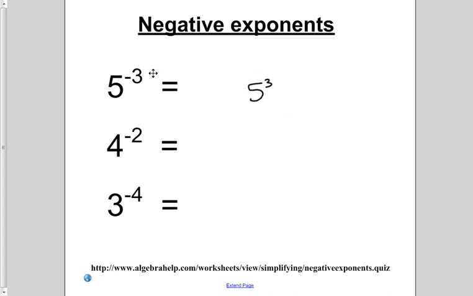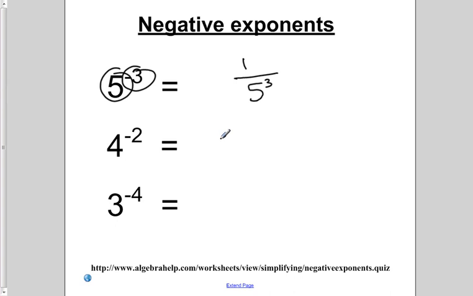This one, 4 to the negative second power. I really want 4 to the second power. I want this to be positive. So instead of 4, that becomes 1 over 4. Try this on your own. Think about in your head what you think it's going to be, and then I'll let you know if you're right.